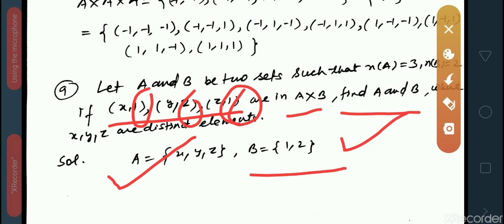I think you found this video useful, and if you understand the concept of Cartesian product, then keep practicing exercise 2.1 and other questions.